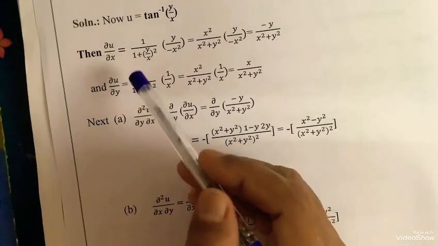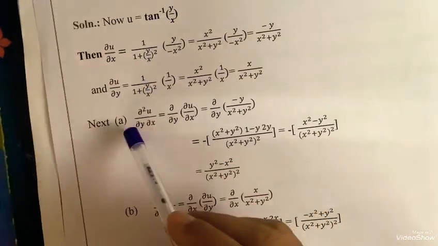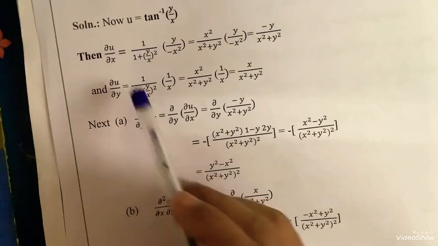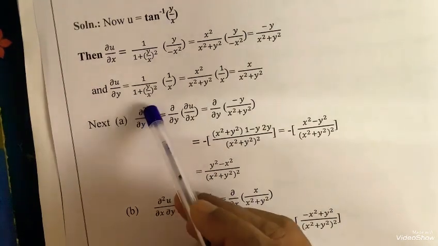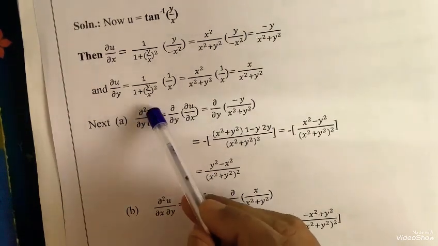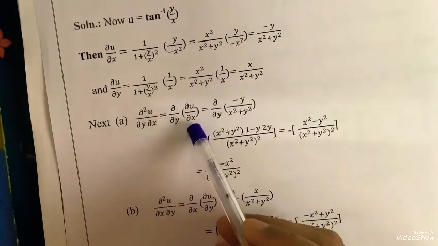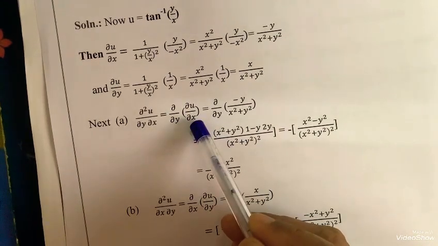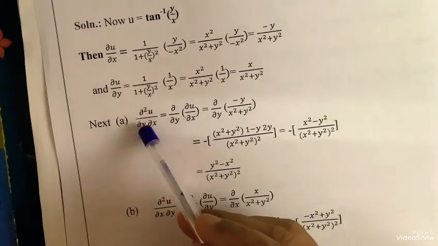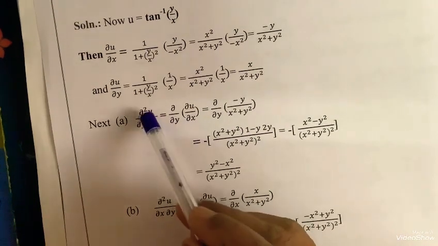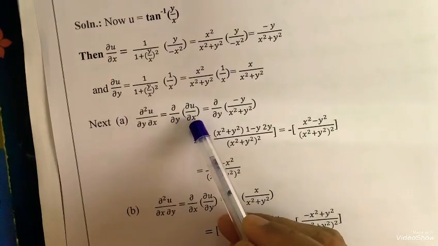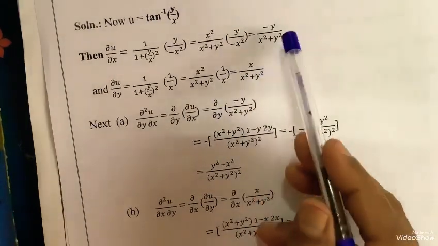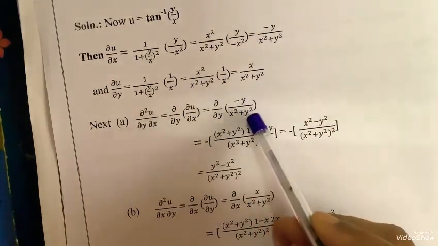Then the first one, you can write dou square u upon dou y dou x. What is dou square upon dou y dou x? It is dou by dou y of dou u by dou x. By using the second order partial derivative, you write dou by dou y outside, and the remaining is dou u by dou x. So dou by dou y of dou u by dou x, where you already got minus y upon x square plus y square.